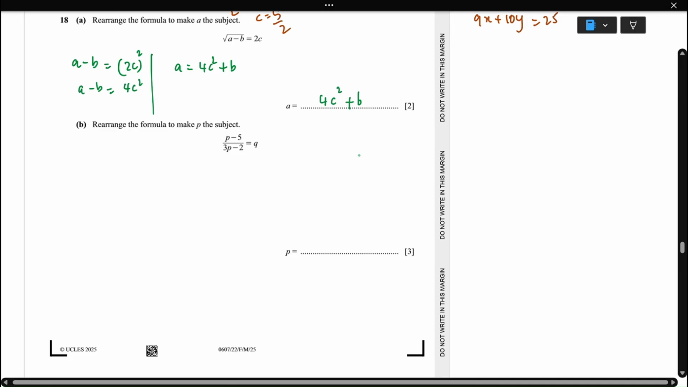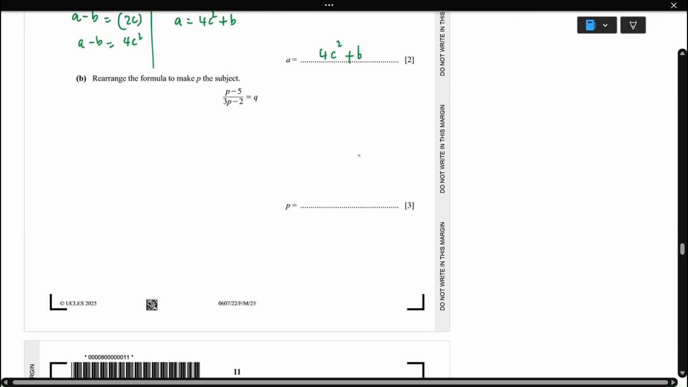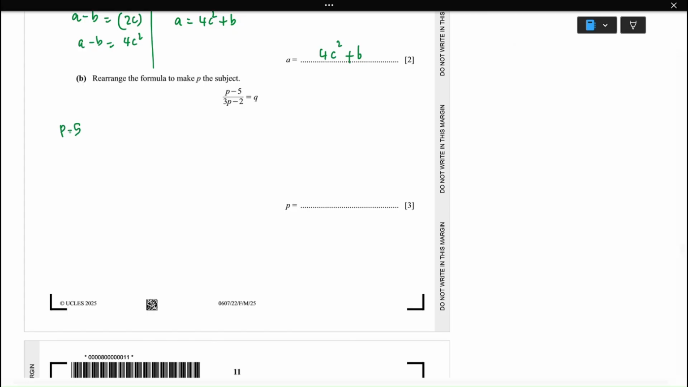The next question, rearrange the formula to make P the subject. On the left side I'll keep this P minus 5. I'll bring this 3P minus 2 to the right side, where it becomes multiplication: Q times 3P minus 2. Expand now: P minus 5 equals 3PQ minus 2Q.